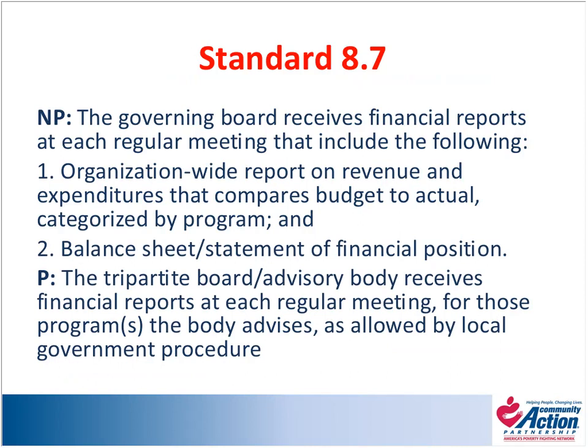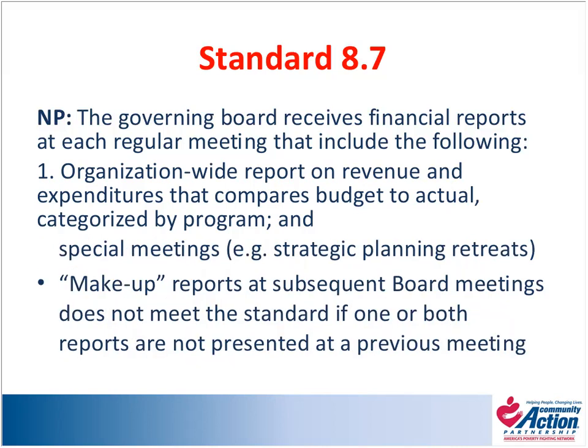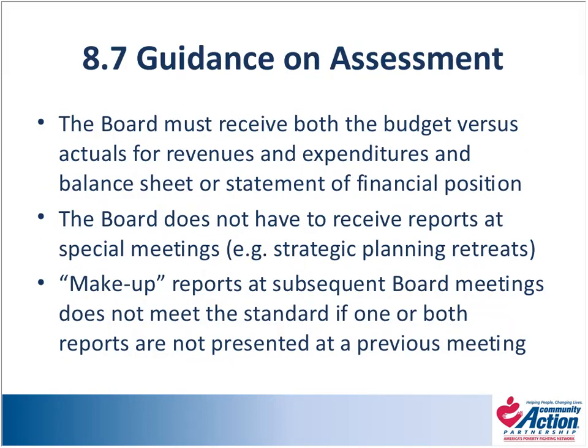For public agencies, it reads the tripartite board or advisory body receives financial reports at each regular meeting. For those programs, the body advises as allowed by local government procedure. So again, making sure that you are in compliance with local government procedure for standard 8.7 if you are a public agency. So some tips on guidance for the assessment of this standard.